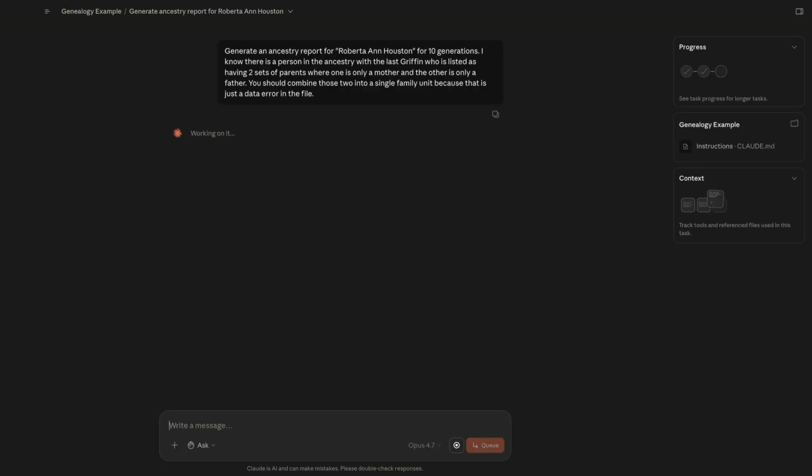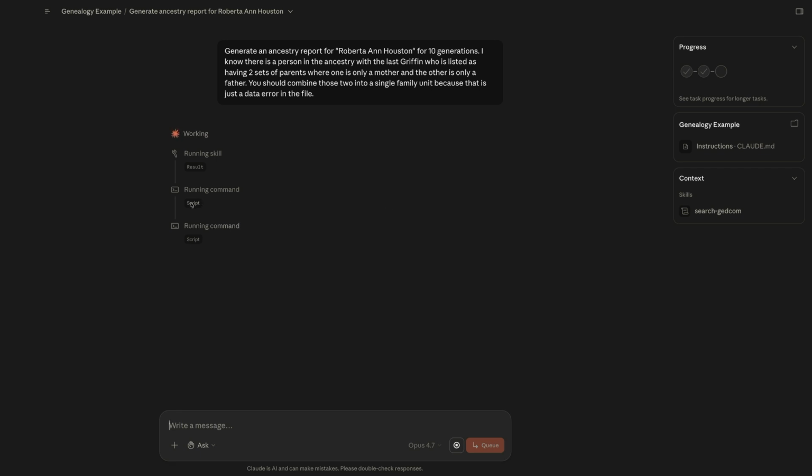All right, let's ask it to do that. So what it's going to do is load the tools that it has available. It's going to find the GEDCOM file that's in my project here. And see, it's going to run the search GEDCOM tool.